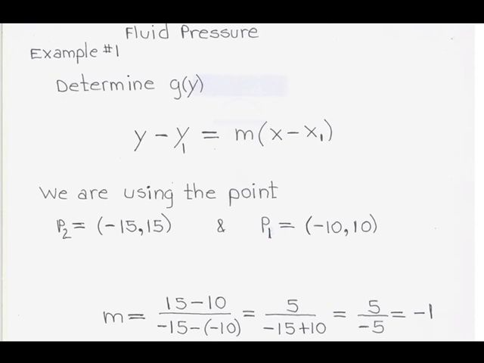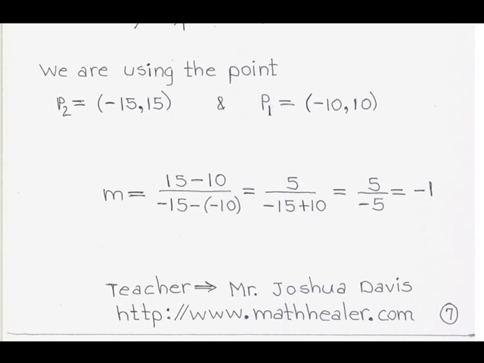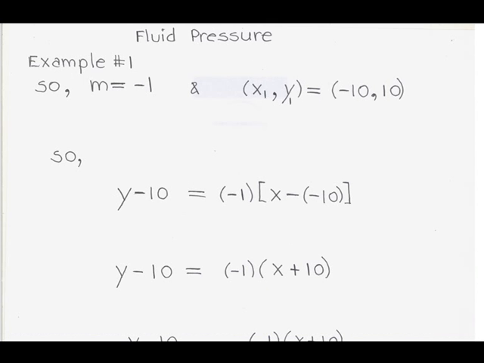We must determine the slope. Using the slope formula, M is equal to 15 minus 10 divided by negative 15 minus negative 10, which is equal to 5 divided by negative 15 plus 10, which equals 5 divided by negative 5, which is equal to negative 1. So the slope of that function, M, is equal to negative 1.